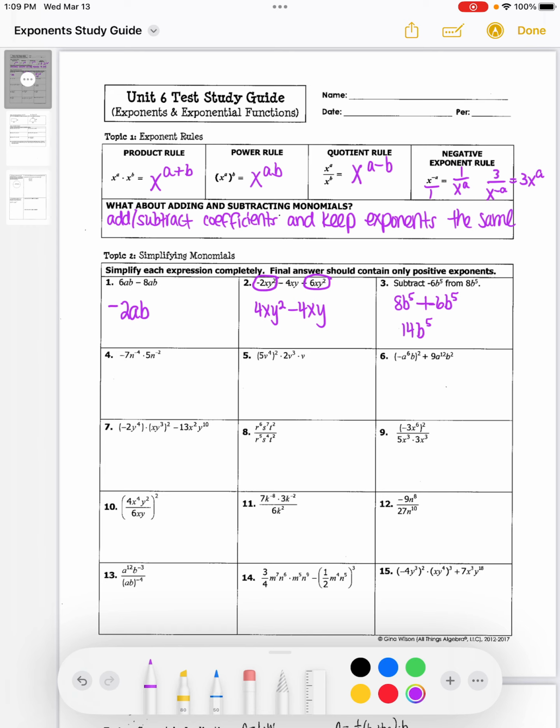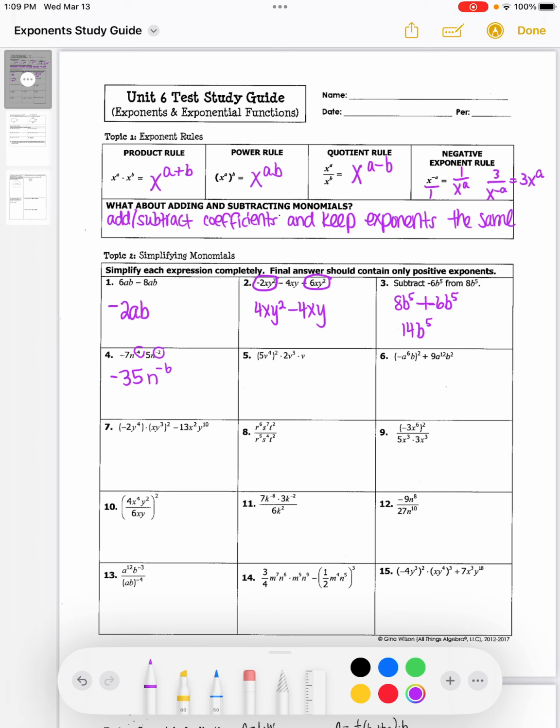Starting at number 4, we're not adding and subtracting anymore. Now we have multiplication, division. Sometimes we have some addition in the end. But number 4 starts the different rules we have to figure out to use. So the first one we would use in number 4 is product rule. We can multiply the negative 7 and the 5 normally. That's negative 35. But we would use the product rule with the like bases and their exponents. We keep the n the same and we add negative 4 plus negative 2, and that's negative 6.